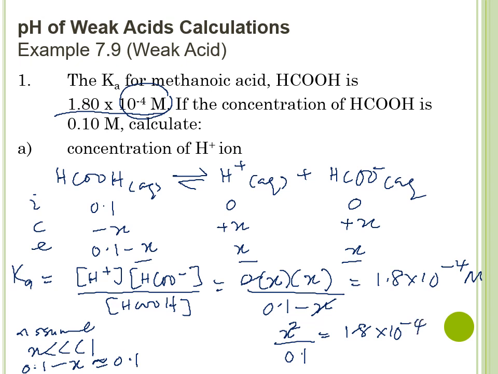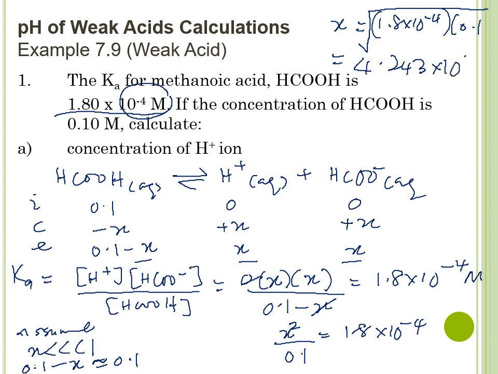So solve this. X now is equal to the square root of 1.8 times 10 to the power of negative 4 multiplied by 0.1. Now the answer would be, press your calculator, and we got 4.243 times 10 to the power of negative 3 molar. This is the concentration of H plus ion. As we have known, at this column, we try to find X.